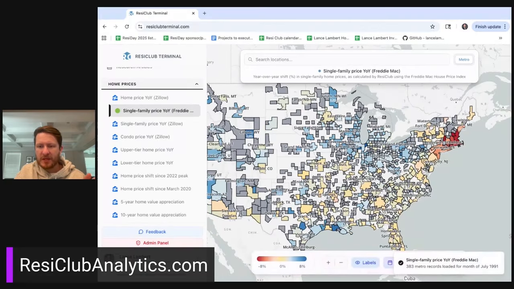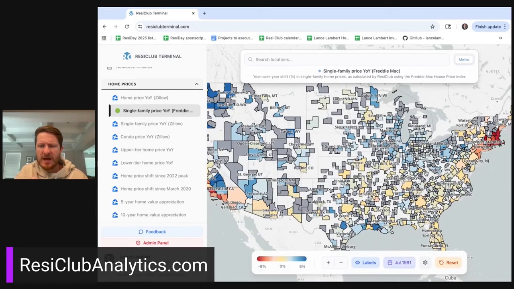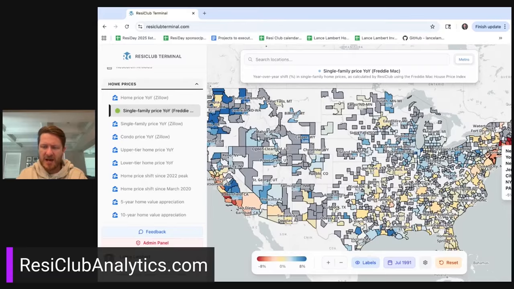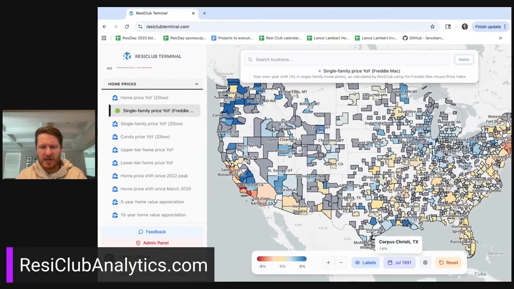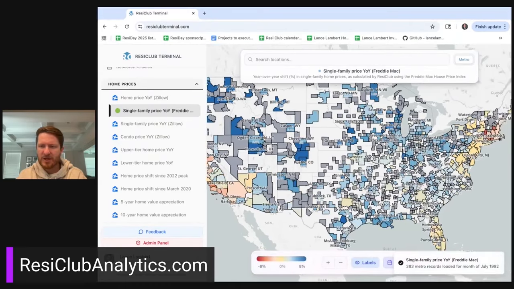And the other thing that started to occur in that market at the time is you had the savings and loan crisis. And that bust from savings and loans had a bigger impact on the Northeast, but then also Southern California and into Arizona as well. And it's kind of interesting to see that play out in the data.